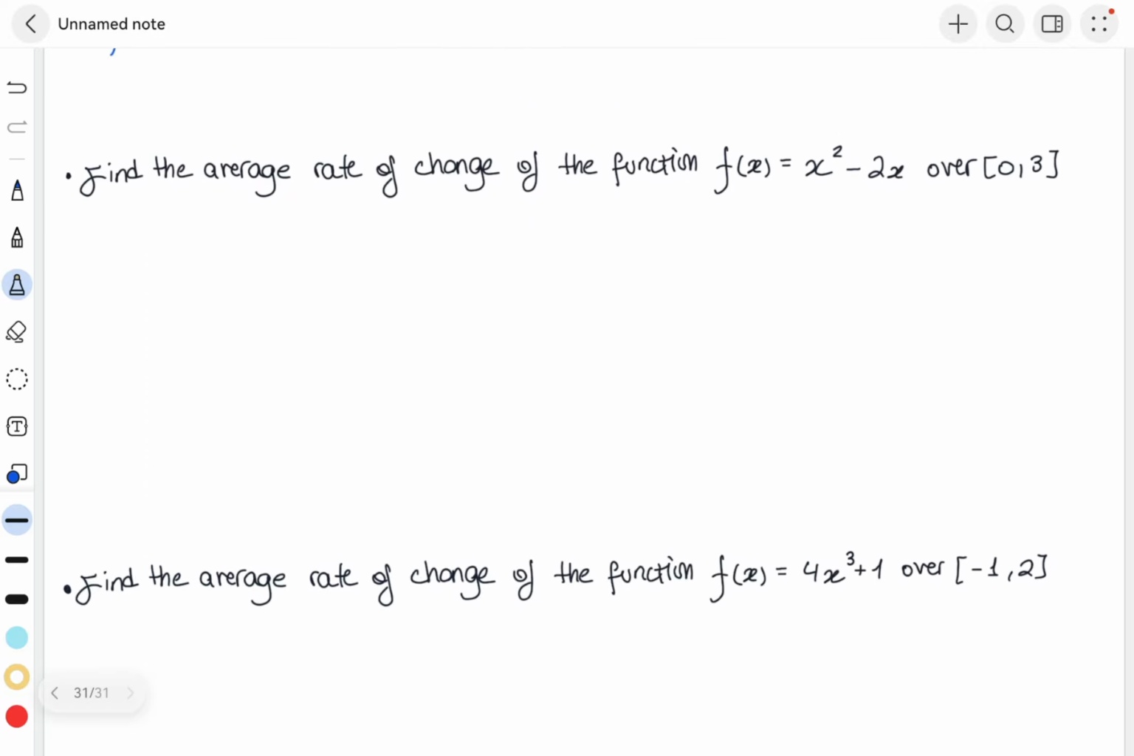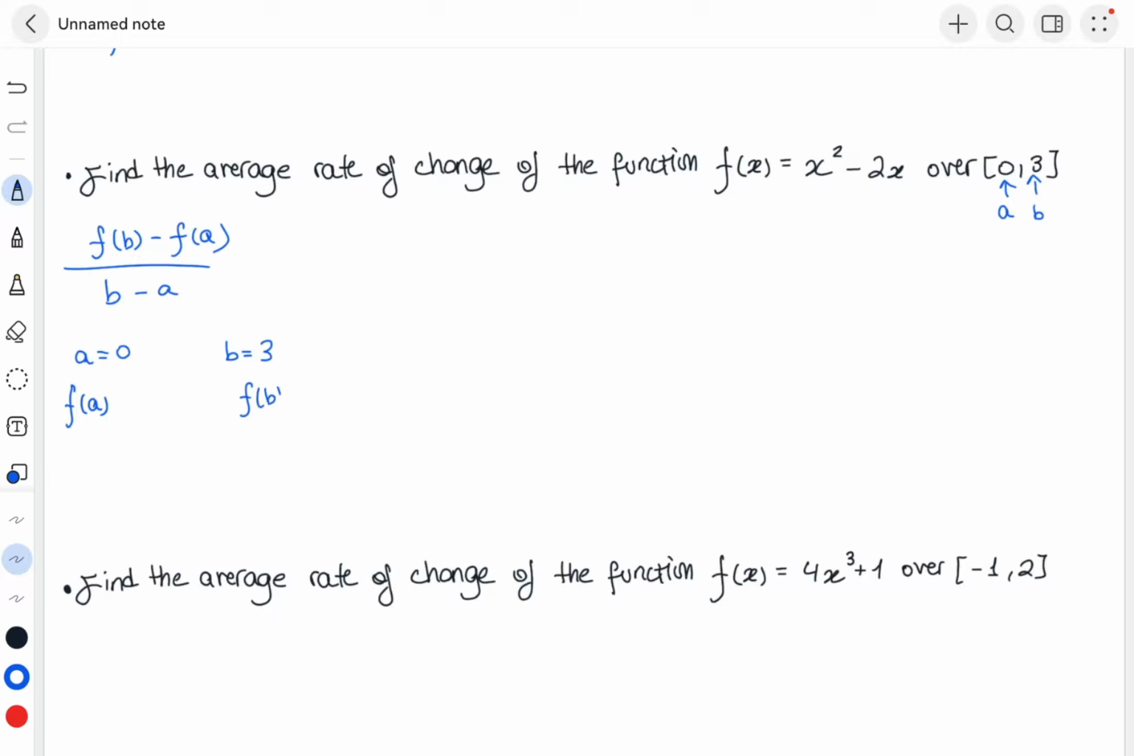Find the average rate of change of the function f of x equal to x squared minus 2x over the interval 0 and 3. So as we said, a is 0 and b is 3. And we'll use the equation f of b minus f of a all over b minus a. A is 0, b is 3. Now we'll need to find f of a and we'll need to find f of b.